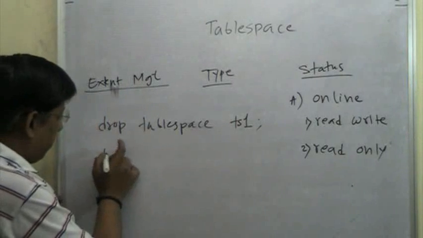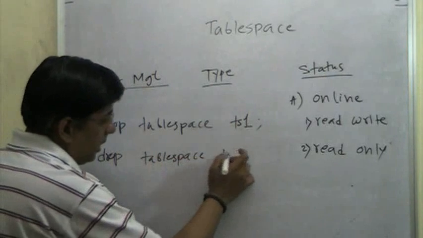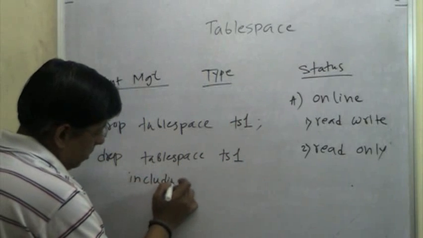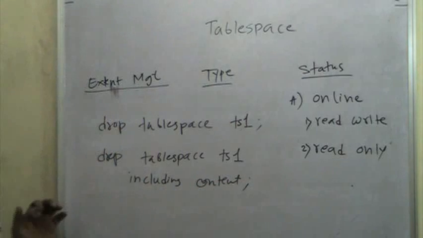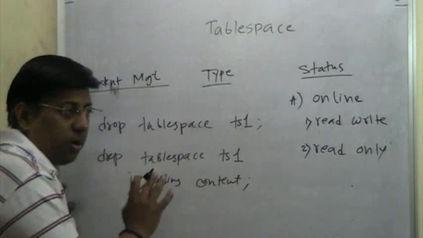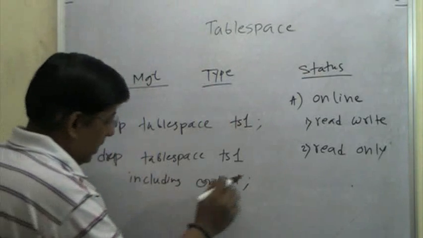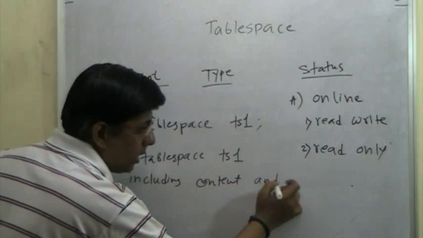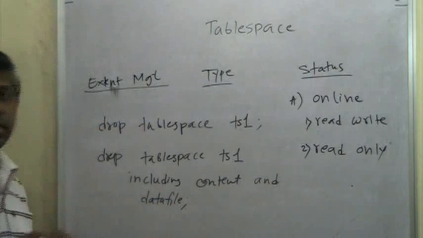So you can say DROP TABLESPACE TS1 and then you can say INCLUDING CONTENTS. Including contents means drop it even if there are tables in it. So tables will be gone, the tablespace will be gone, but the data file will still remain on the operating system. And if you want to get rid of the data files, you say DROP TABLESPACE TS1 INCLUDING CONTENTS AND DATAFILES. When you do this, the data file is also gone.